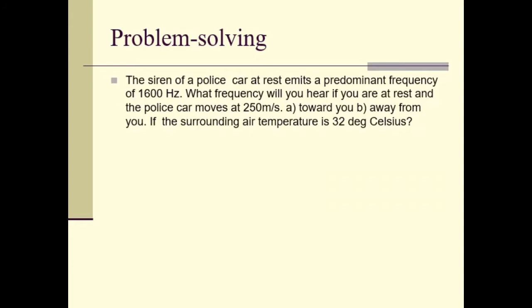Okay, so now let's solve the following problems. We have problem number 1. The siren of a police car at rest emits a predominant frequency of 1600 Hz. So that is F. What frequency will you hear if you are at rest and the police car moves at 250 meters per second toward you, and then B, away from you, if the surrounding air temperature is 32 degrees Celsius? So let us solve first the velocity of the sound.